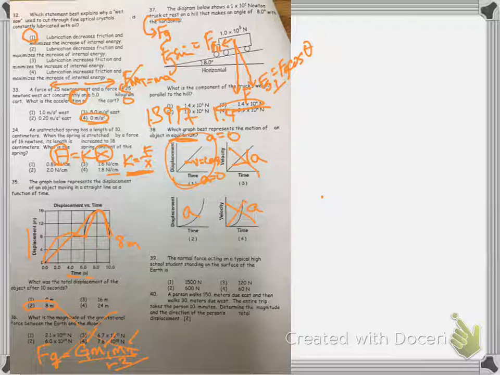What is the normal force acting on a typical high school student standing on the surface of Earth? A typical high school student is 600 newtons. So that's the force acting down. The normal force would be the same force acting up. So 600 newtons.